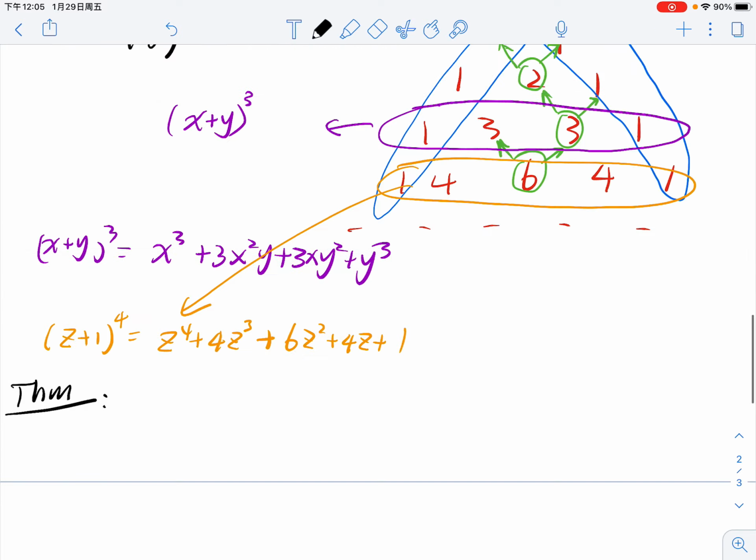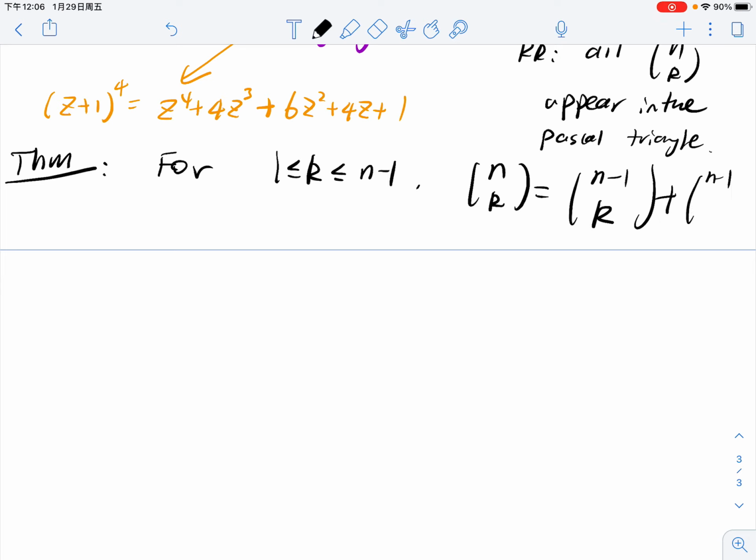So we want to prove the remark, or equivalently, we want to show that there's another very interesting intrinsic addition formula between combinatorial numbers. That is, n choose k is the same as n minus 1 choose k plus n minus 1 choose k minus 1. So I will give two proofs.